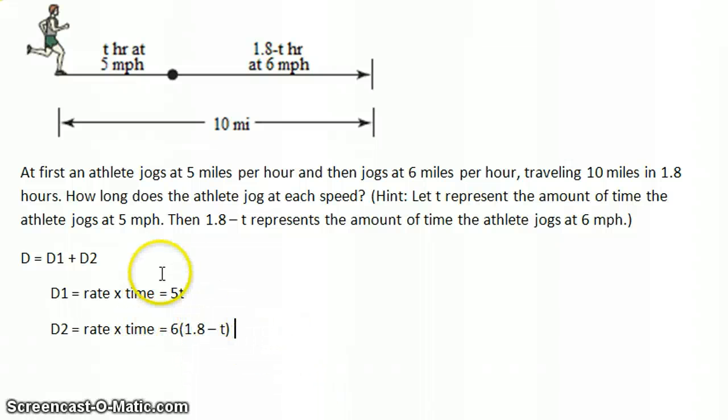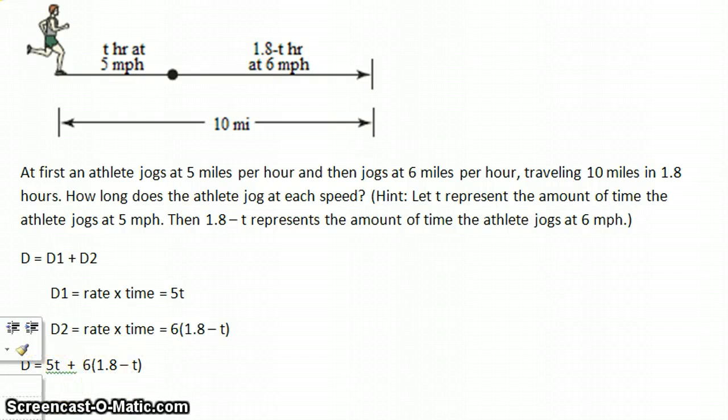Okay, so now I've got these two expressions, and I will just take this equation and change my D1 into 5t, and my D2 into 6 times 1.8 minus t. Sorry about those squigglies. They're not going to go away. So now I've got this, and then I also have more information. I know the total distance is 10, so I'm going to change that to a 10. And now I have a linear equation with just one variable that I can solve.